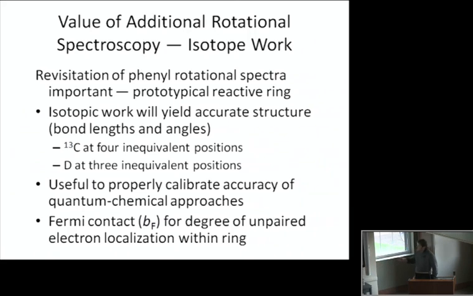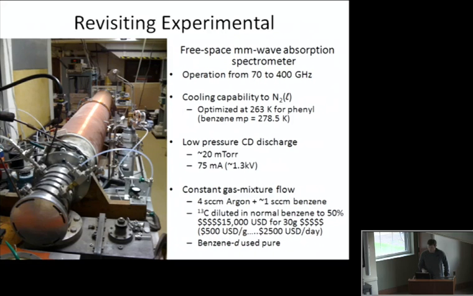These measurements, obtaining a structure at high accuracy, are useful to properly calibrate the accuracy of quantum chemical approaches that are used to predict a lot of these features. Also, obtaining the Fermi contact constant would give you the degree of unpaired electron localization within the ring, which can also be of importance to the predictions, the calculations. So again, we used the free space millimeter wave absorption spectrometer.